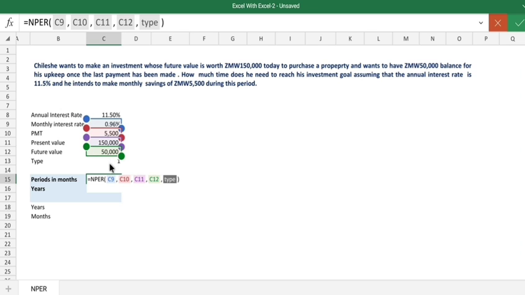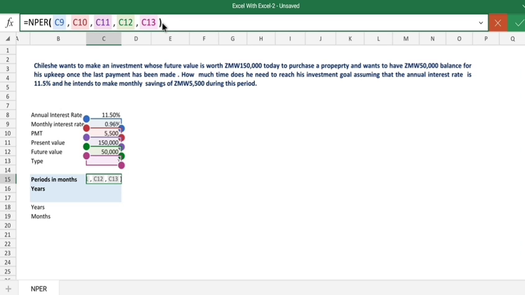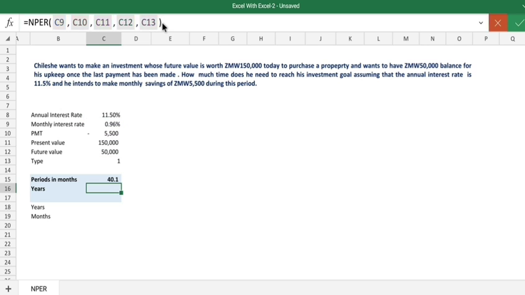What's the type of payment? The type here is 1. We want it to be at the beginning of the period, not at the end, which is the default if you leave it out. So we are talking about 40 months, 40.1 months.